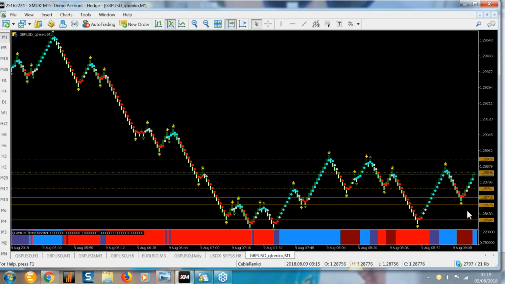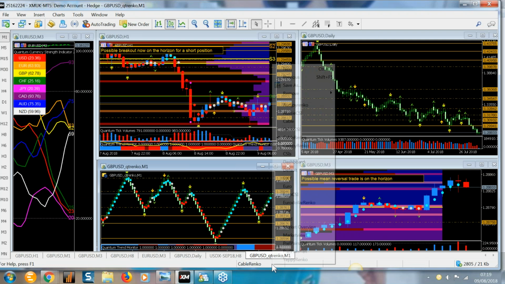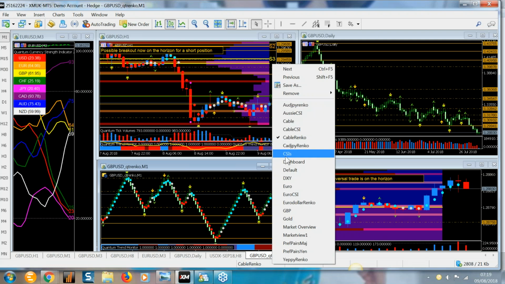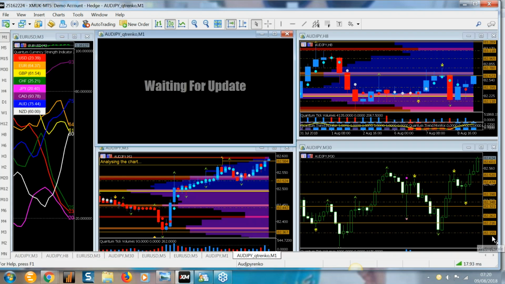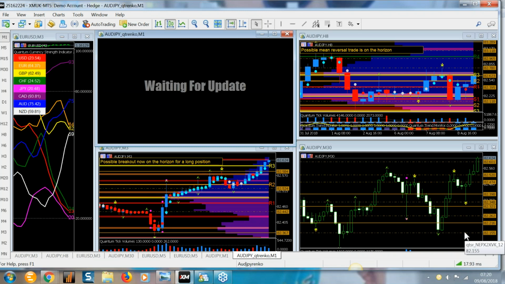I could put a moving average on here. I could put, well, whatever it is I want to put. But it's very clever how it works. So if I just move to, let's have a look at Aussie Yen Renko. Here we are. Now, what happens usually is sometimes when you turn on again or you switch from profile to profile, the Renko takes a long time to update.